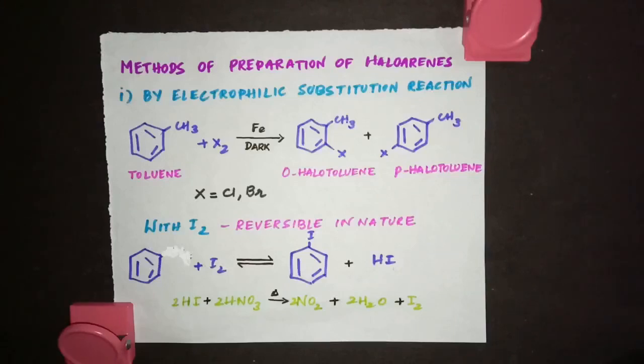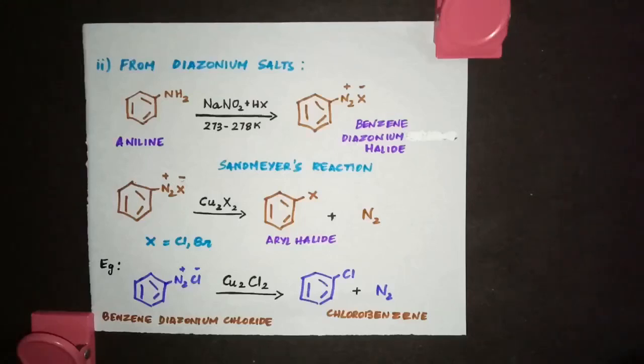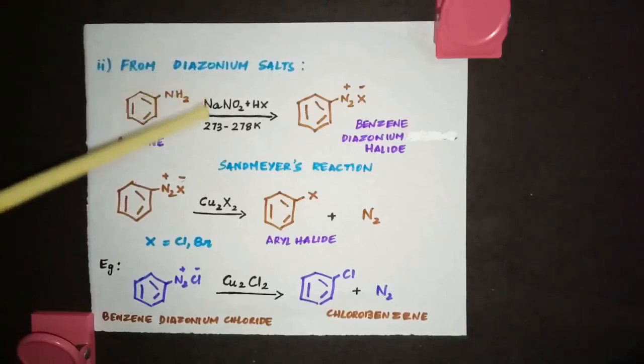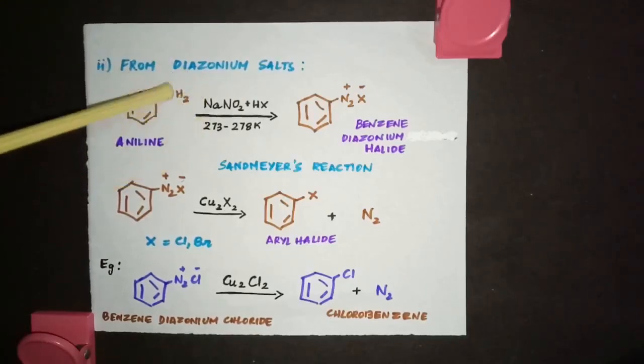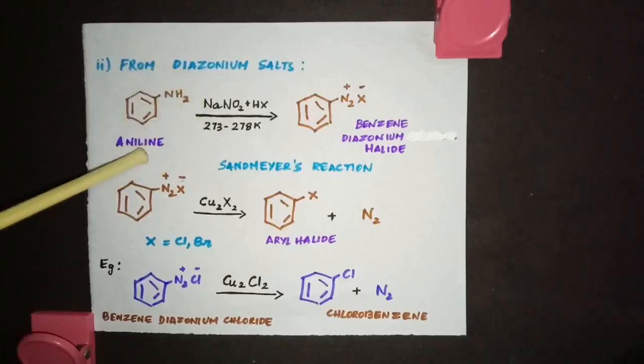Now the second method is from diazonium salts. So first you should know what diazonium salts are and how to prepare them. To prepare a diazonium salt, we are going to take aniline. This is a benzene ring. An NH2 group is attached to the benzene ring. We call this aniline. Suppose an OH is attached here, we call that phenol. If NH2 is attached here, we call that aniline.